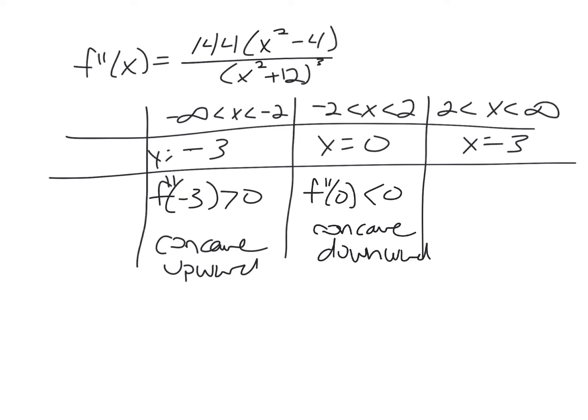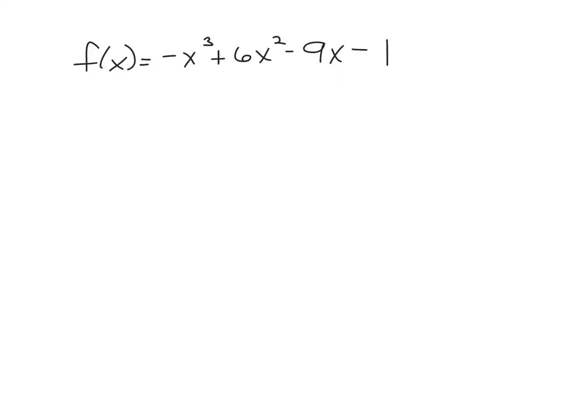And 3, f double prime of 3. Put 3 in, it's going to be positive over positive, so it'd be positive. That means concave upward. Right? So now we're going to tell exactly with our charts, and by finding a second derivative, when it's concave up and concave downward.